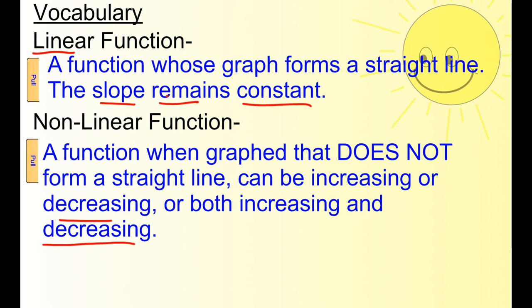So we're going to learn how we can determine if something is linear or nonlinear. And the one point about this vocab that I wanted to mention here is it says when graphed. A function whose graph forms a straight line. A function when graphed does not form a straight line. But all the stuff we're going to see here today is not going to be graphs. So we're going to need some other methods to determine if it's linear or nonlinear besides looking at a picture of it. Okay? So let's go ahead and get started.